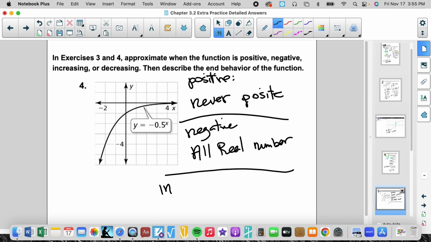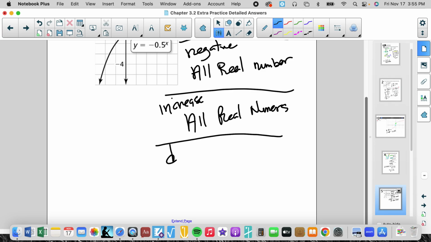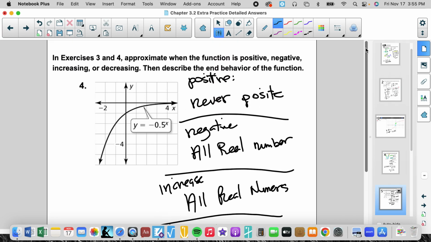When is it increasing? It is increasing also for all real numbers. So it's always increasing. It's always going up. Increasing is going to be all real numbers. When is it decreasing? It's going to be never. It's never decreasing. And then let's talk about the end behavior.